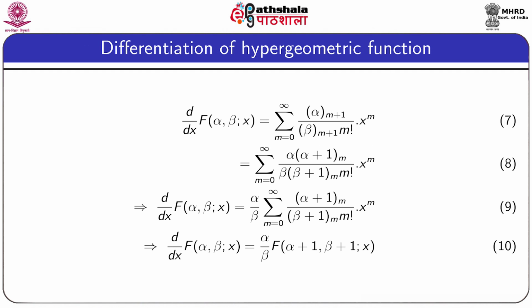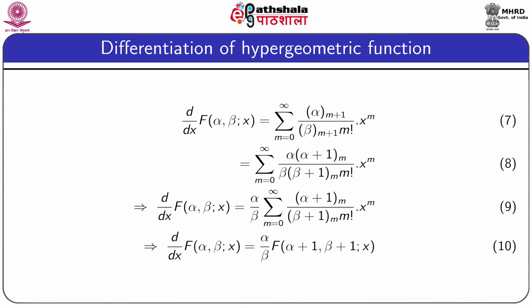We next substitute r by m plus 1, and we get d/dx of F of alpha, beta, x is equal to summation m equal to 0 to infinity, (alpha)_(m plus 1) divided by (beta)_(m plus 1), m factorial x to the power m, which can be simplified as summation m equal to 0 to infinity, alpha into (alpha plus 1)_m divided by beta into (beta plus 1)_m, m factorial x to the power m.